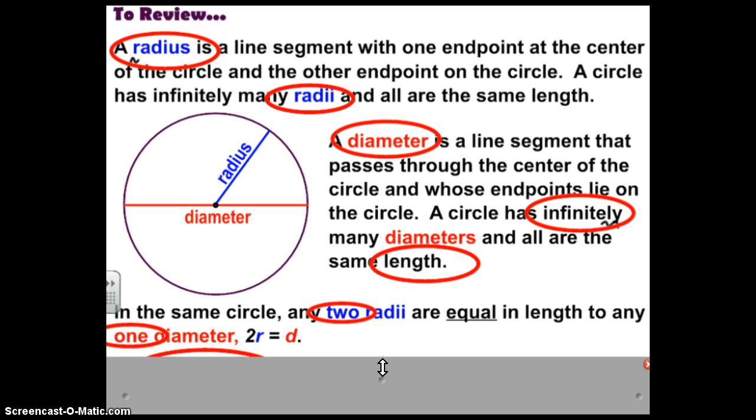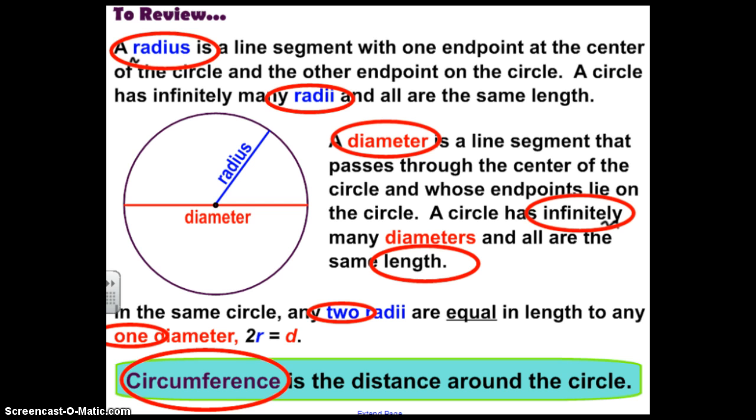In the same circle, any two radii are equal in length to any one diameter, which is where we get the formula 2r is equal to d, and the circumference is the distance around a circle.